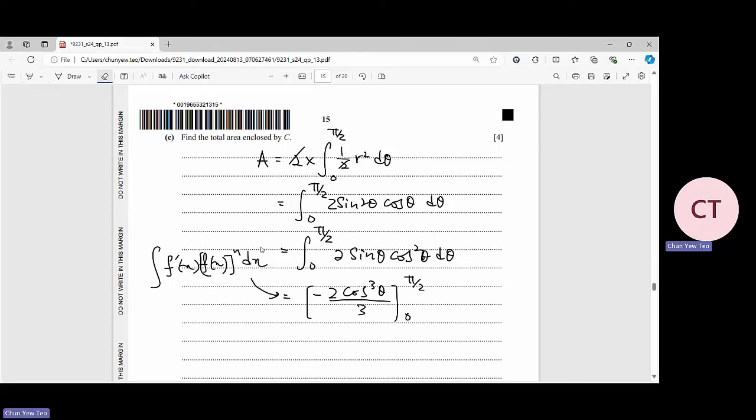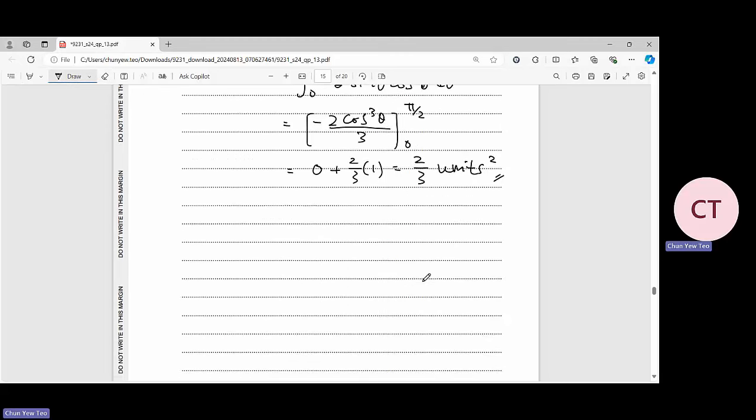Okay, so now you substitute the value inside. Pi over 2, you get 0. This one you get a 1. So at the end, your answer will be 2 over 3 unit square. So this is how you find the area of the curve C.